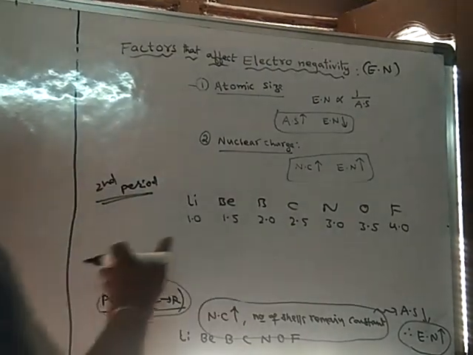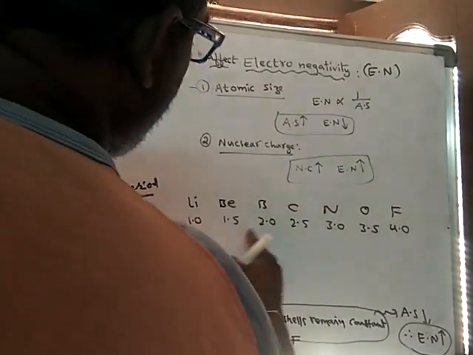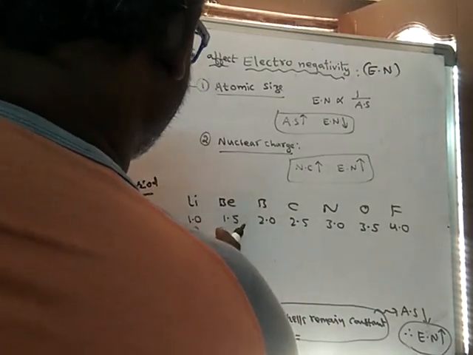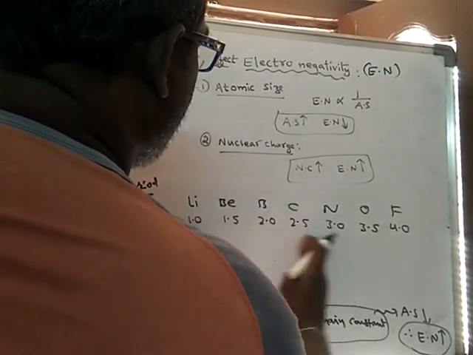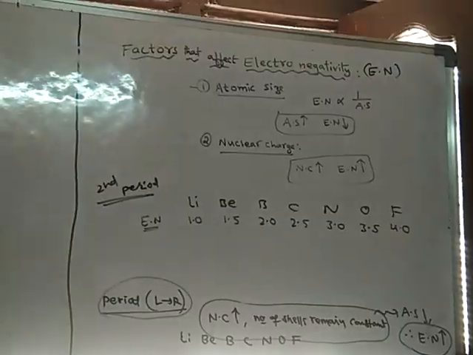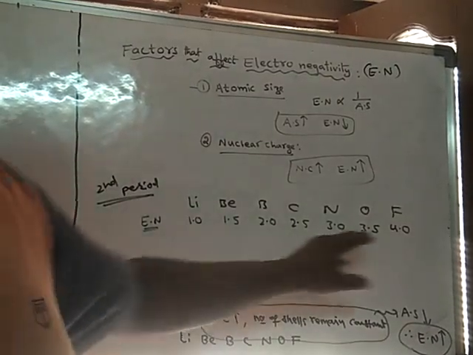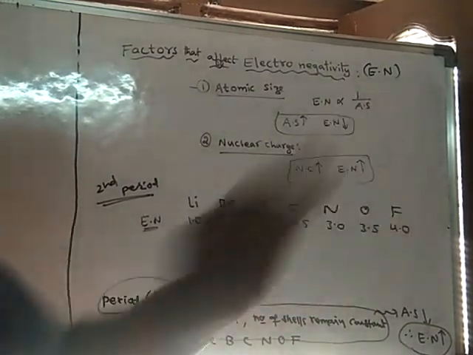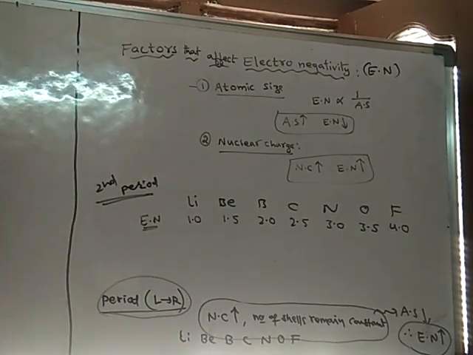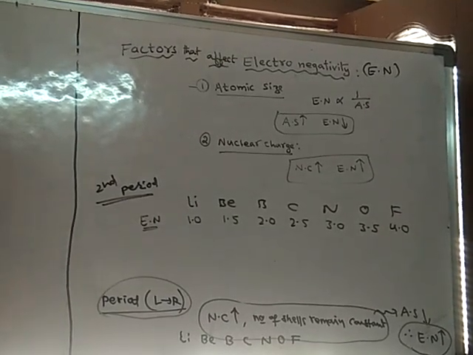See what is happening to the electronegativity value. It keeps on increasing. It is gradually increasing from left to right as we move from one element to another element along a period. So electronegativity is another important factor.